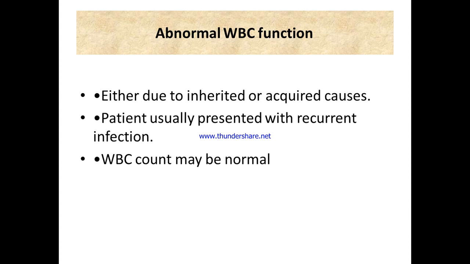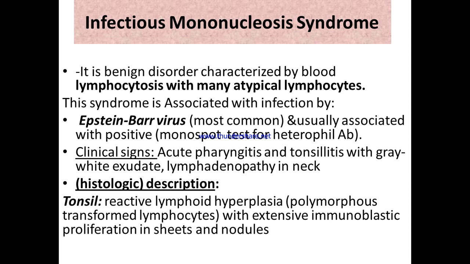So we see the person, especially from early childhood, has recurrent episodes of different types of infections, especially respiratory infections, bronchitis, pneumonia, tonsillitis. This abnormality of the white PC may be inherited or acquired. White PC count here may be normal, but the function is abnormal.